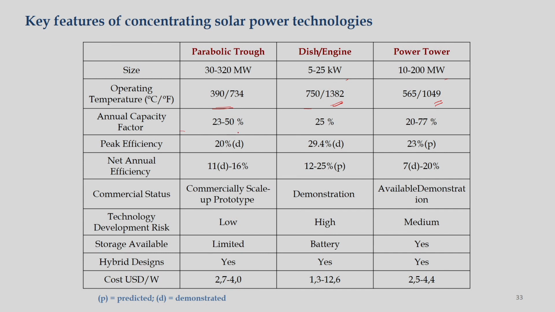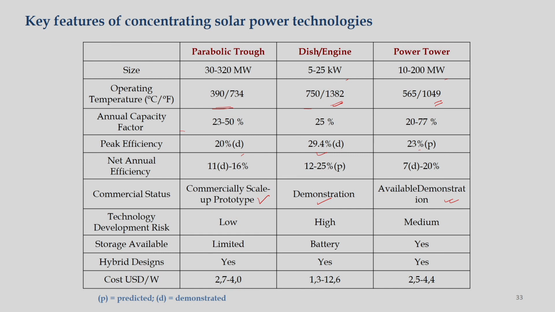You can compare the annual capacity factor: 23 to 50% in case of parabolic trough, 25% in case of this system, and for power tower it is about 20 to 77%. Peak efficiency is maximum in case of dish, followed by power tower and parabolic trough. If we talk about commercial status, parabolic trough is already in place, and power tower is available for demonstration.